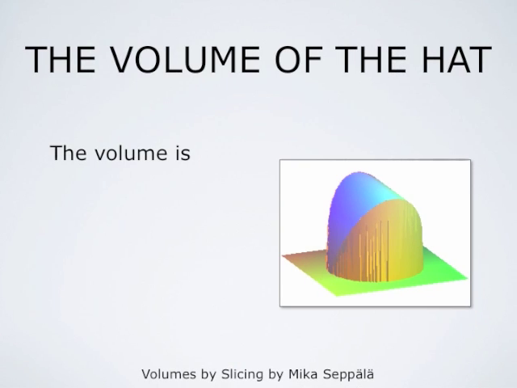So the volume of this hat is now the integral from -1 to 1 of A of x dx, where A of x is the area of a slice perpendicular to the x-axis, and the limits of the integration -1 and 1 come from the fact that the bottom face of the solid is a disk of radius 1, therefore x varies between -1 and 1. And now this is the integral from -1 to 1 of 4 times 1 minus x squared dx. This 4 times 1 minus x squared is the area of a slice when the solid has been sliced with a plane perpendicular to the x-axis, intersecting the x-axis at the point x.